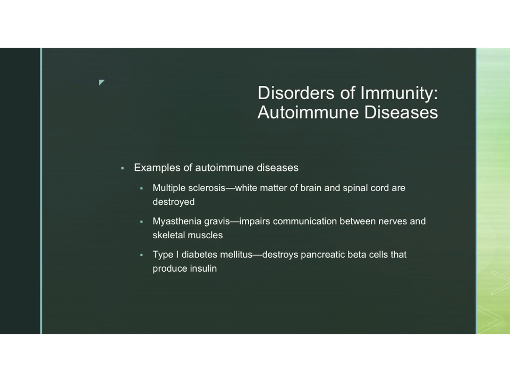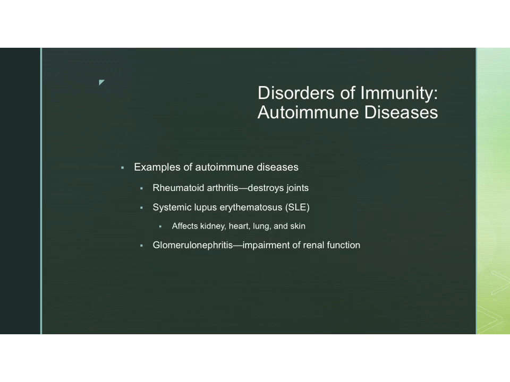Autoimmune diseases include things like multiple sclerosis, where brain and spinal cord tissue is destroyed, myasthenia gravis, which is when you have impaired communication between nerves and skeletal muscles, and type 1 diabetes mellitus, which is when it destroys pancreatic beta cells, and those are the insulin-producing cells, which is why it leads to diabetes. You can also get rheumatoid arthritis, and that's when your immune system destroys your joints, or lupus, which can affect kidneys, heart, lungs, and skin. Or glomerulonephritis, which impairs renal function by damaging your kidneys.